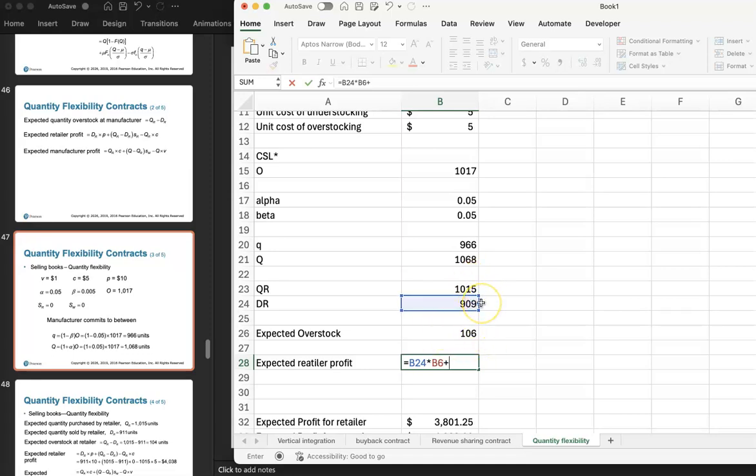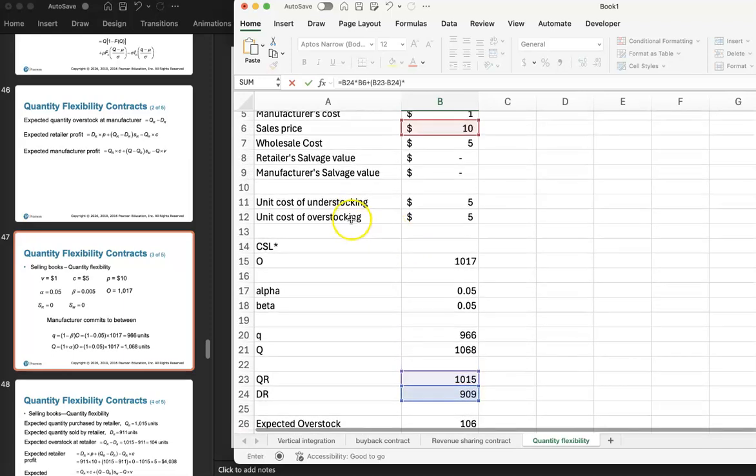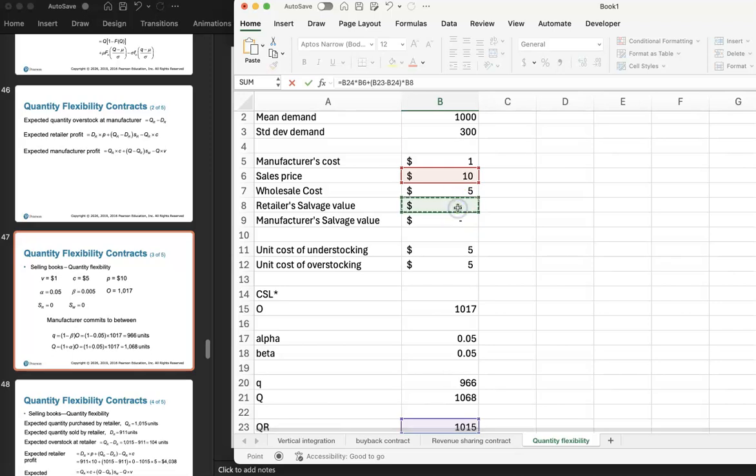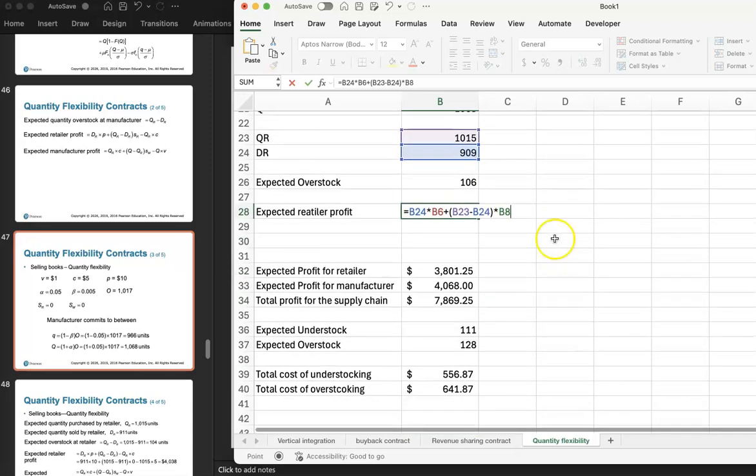So this difference between QR and DR, this difference, times the retailer's salvage. Now in this case, the retailer's salvage is 0, so it's not going to matter in this case, but in case the retailer has a salvage value, that's how much money they make from salvage. This is how much money they make from selling. This is the salvage minus the cost.